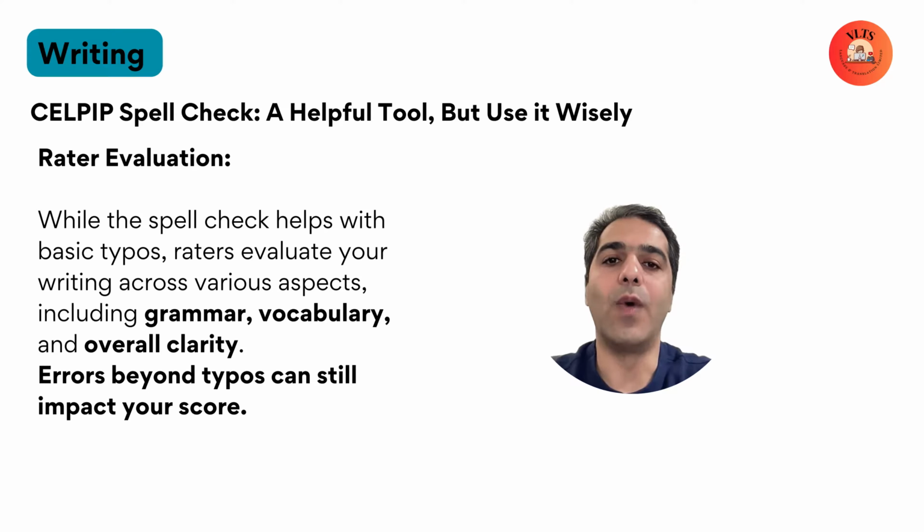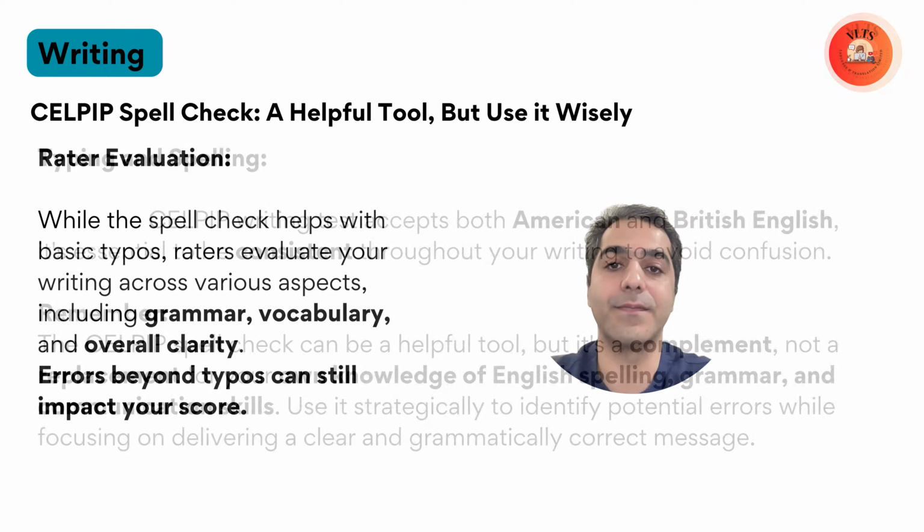You know, while spell check helps you identify the typos, raters rate your writing task based on various criteria, including grammar, vocabulary, and how clearly the message was conveyed. So, errors beyond typos still impact your points and scores in the writing tasks.